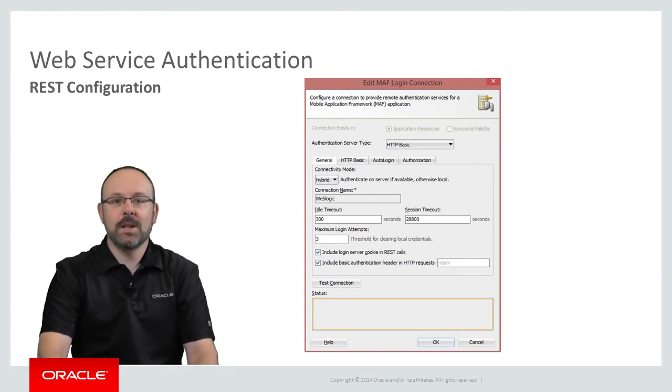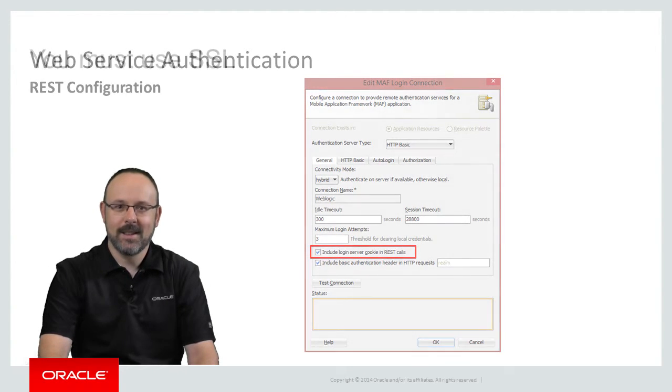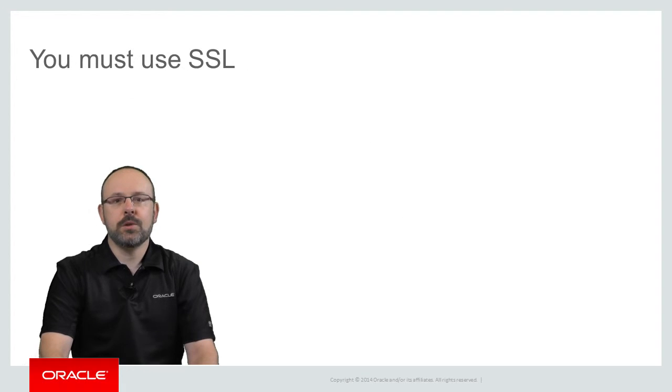To configure cookie propagation, simply check the Include Login Server Cookie in REST Calls checkbox in the general settings of the login server connection. There is a simple rule you should remember about login server connections and web service calls. Always use SSL.